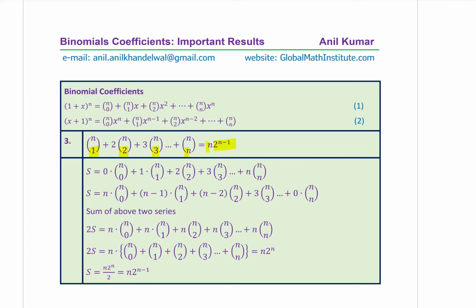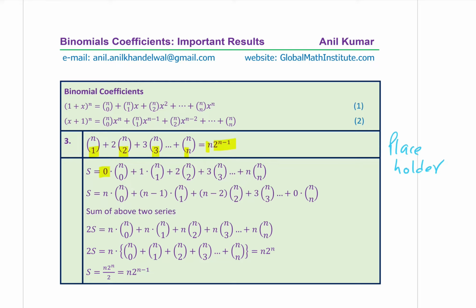Now let's see how to prove it. For this, the first term is missing, so we're just multiplying by a placeholder, you can say, right? So 0 times n choose 0 we have added here as a placeholder. It really doesn't change the series, since multiplying by 0 gives 0. So it has the same series: 1 times n choose 1 plus 2 times n choose 2 plus 3 times n choose 3 till n times n choose n.